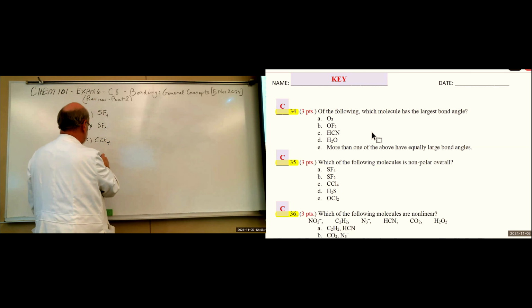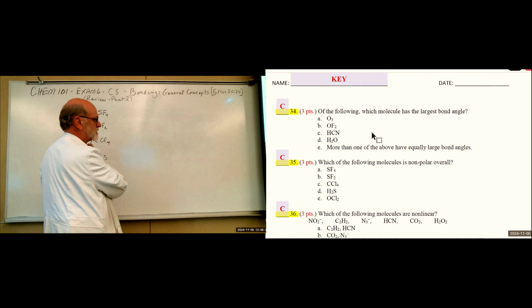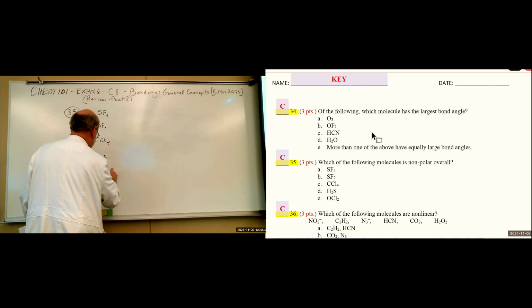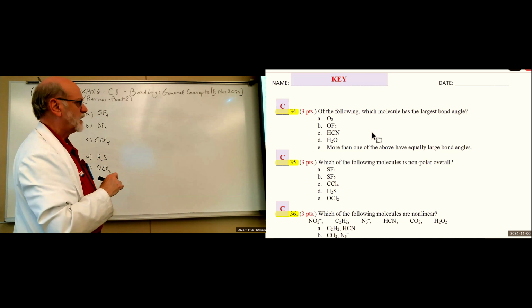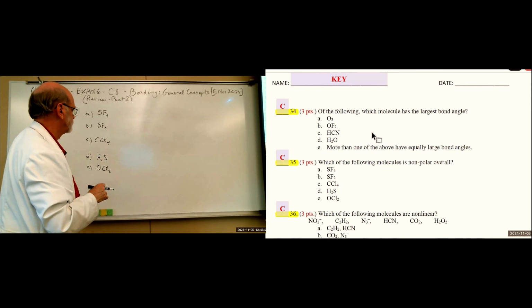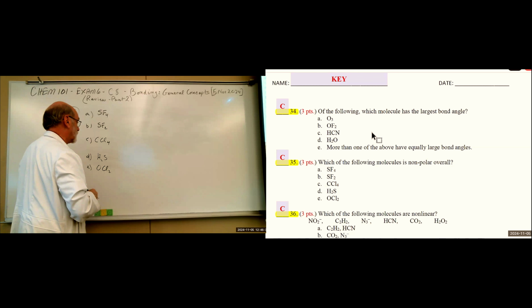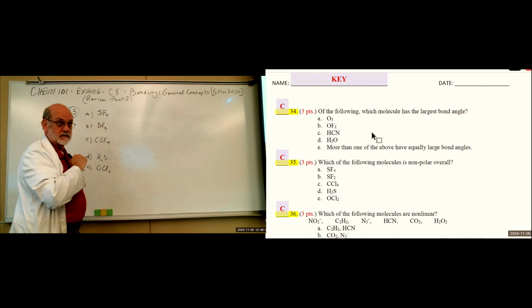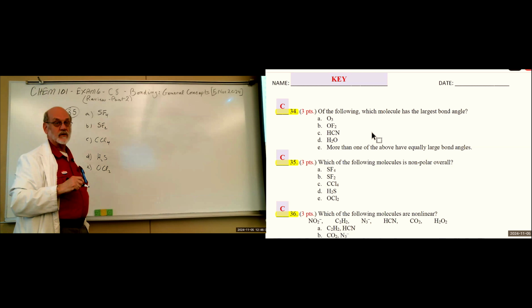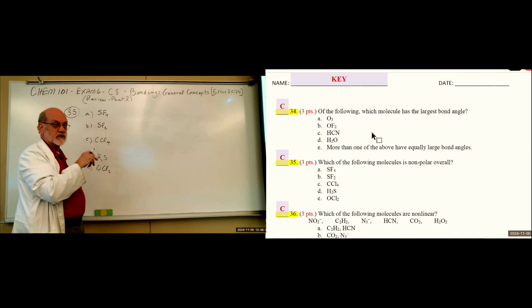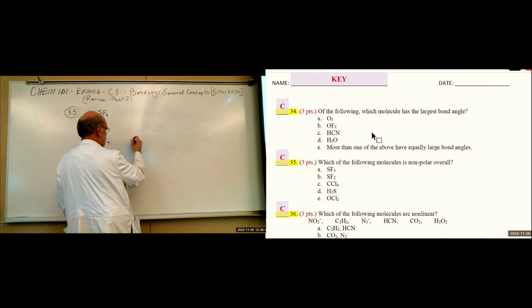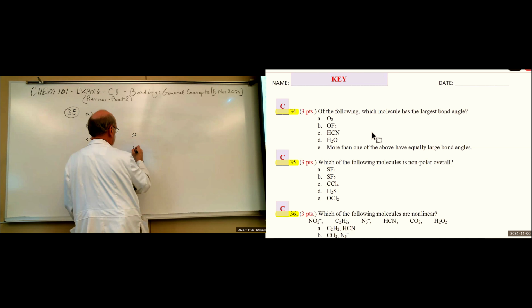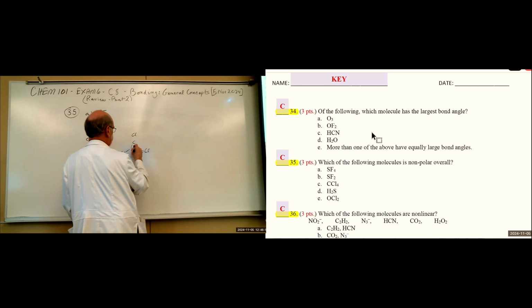CCl4, H2S, and OCl2. The question again was which is non-polar overall. Well, I'll tell you what, we've done this one before. Carbon tetrachloride, it's tetrahedral, and each of those bonds is polar toward the chlorine. You would have, say, a chlorine here, chlorine there, chlorine here, chlorine there. We draw this base, and then the carbon would be in the middle, like that.